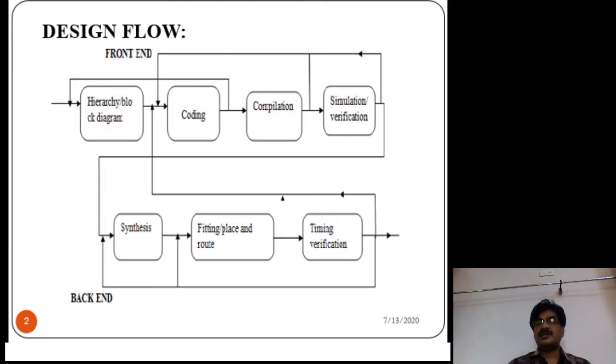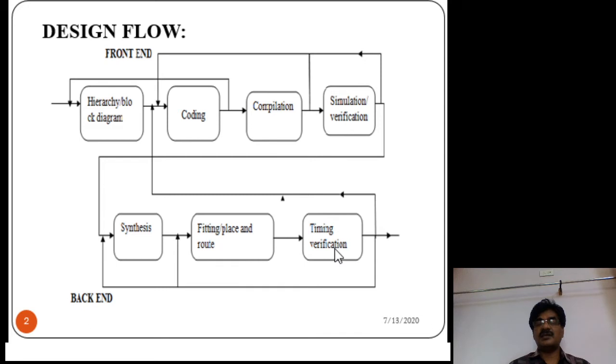Simulation means verification. If the verification is done by using a software tool, then it is called simulation. Here the type of verification is functional verification. That means we check whether our developed HDL code satisfies the truth table of the digital system or not. That we are going to check in the simulation process. These are the different steps in the front end.